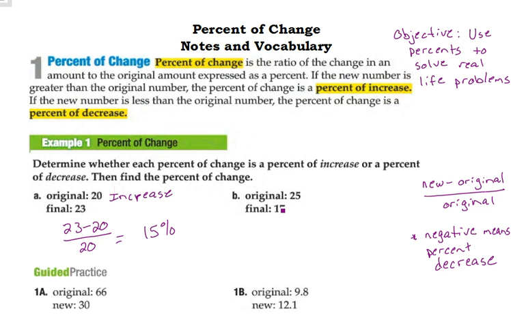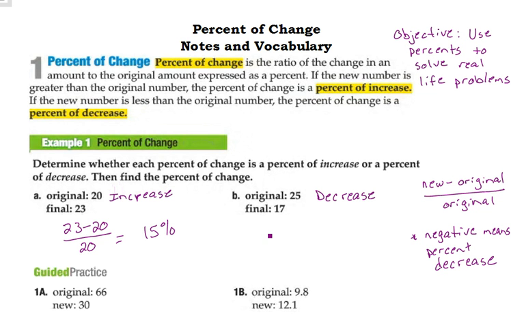Okay, looking at B, again, our original was 25. It looks like our final is smaller, so this should be a decrease. Here we had a positive 15, so that did coincide with our increase. We're going to say that this one's a decrease, and our answer should come out negative.